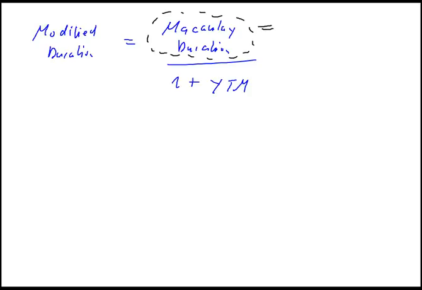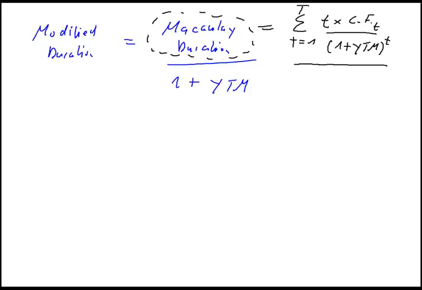So if you look at it, the Macaulay duration is the present value, from t equals 1 to the large letter T, where the large letter T stands for the maturity of the bond, of the sum of the time-weighted cash flows. The cash flows of a bond consist of the coupon payments and the par value at maturity, discounted back with the yield to maturity. That's divided then by the price of the bond, and the price of the bond is the present value of the cash flows. And that's the Macaulay duration.